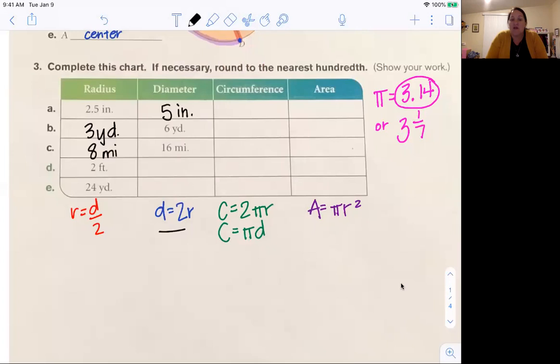Okay, letter D, if I have a 2 foot radius, I have to double my radius to find diameter, and I get 4 feet. And then letter E, 24 yards is a radius. So to double to find diameter, 24 times 2 is 48 yards. Excellent.